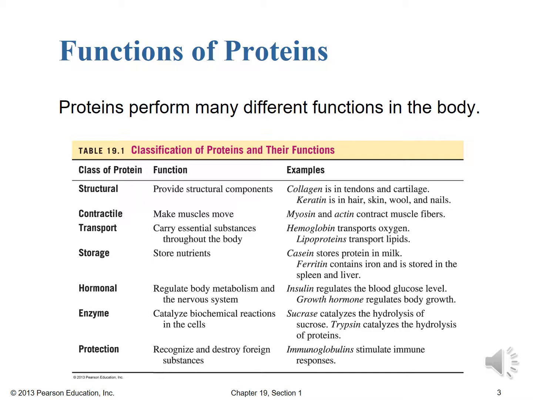And we see the different classes of proteins here in this table. We have structural, contractile, transport, storage, hormonal, enzyme, protection. These are really varied functions, and all very important, obviously, to maintaining a healthy human body. So I won't go ahead and read the table to you. Obviously, you can do that, but hopefully I can impress upon you just how varied the different types of proteins and their functions are, and how important all those functions are for life as we know it.